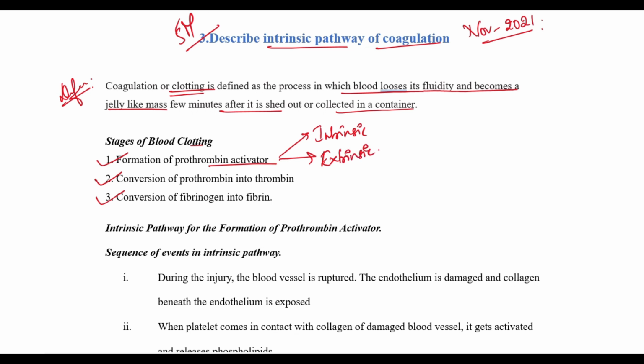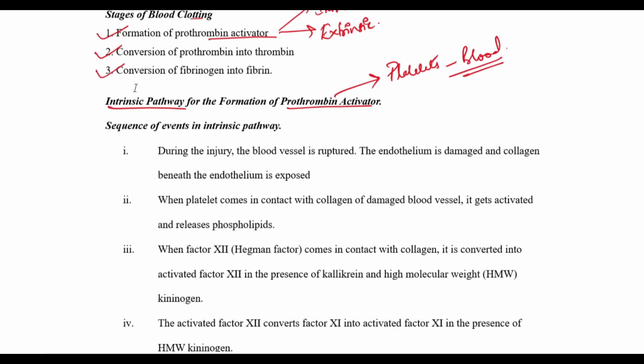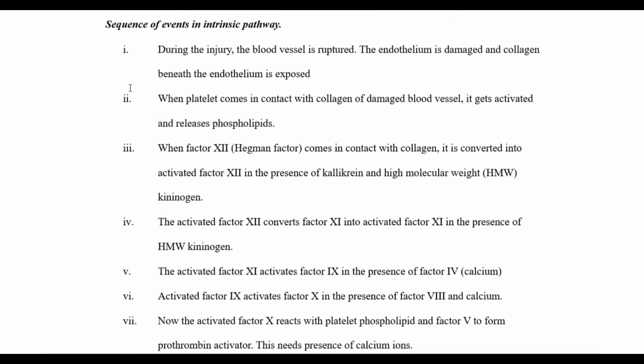The intrinsic pathway for formation of the prothrombin activator is called intrinsic because the formation of prothrombin activator is initiated by the platelets themselves, which are present in the blood. So it's called the intrinsic pathway. Let's see the sequence now.